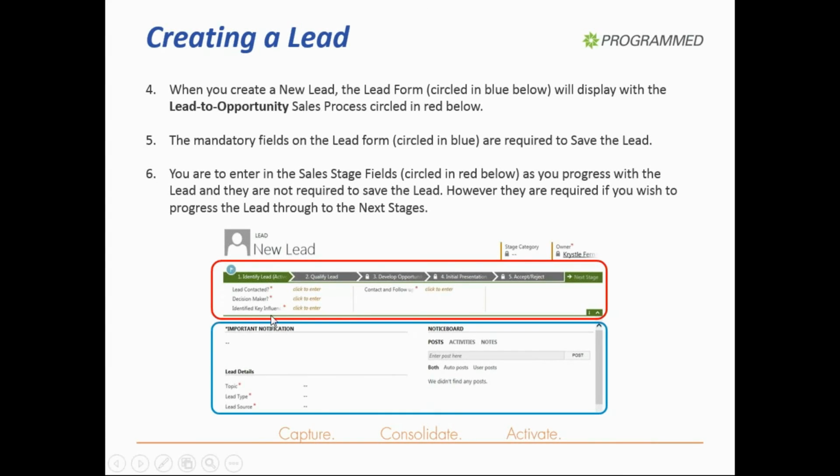You'll find that these sales stages appear and sit at the top of the lead, as well as the opportunity form. So the blue bit here is the lead or opportunity form.